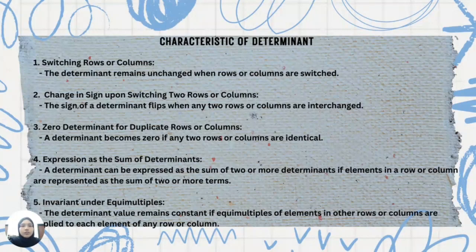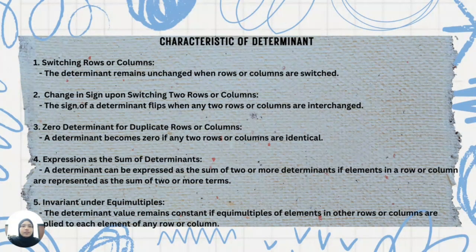Now I will continue with characteristics of determinant. First, switching rows or columns. The determinant remains unchanged when rows or columns are switched. Second, change in sign upon switching two rows or columns. The sign of determinant flips when any two rows or columns are interchanged.